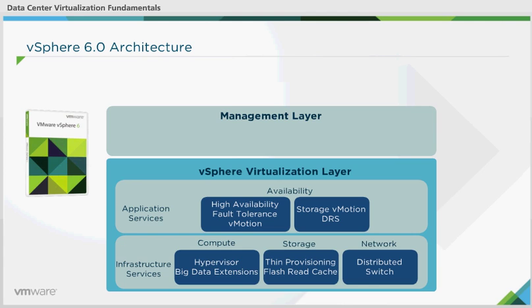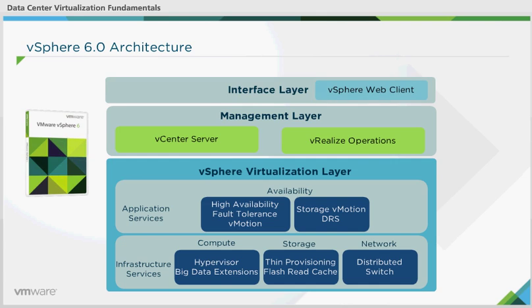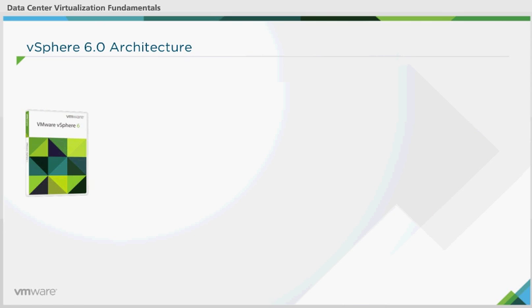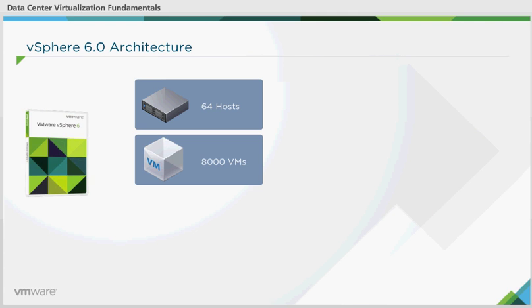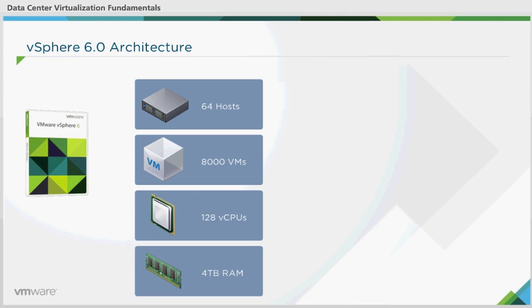The management layer of vSphere 6.0 consists of the vCenter Server and vRealize operations that centrally help with configuring, provisioning, and managing virtualized IT environments. The interface layer of vSphere 6.0 is comprised of clients that allow a user to access the vSphere data center, for example, vSphere Web Client. vSphere 6.0 clusters can now scale to support more than 64 hosts with 8,000 virtual machines. Each virtual machine can have up to 128 vCPUs and 4 terabytes of RAM. And due to this, vSphere 6.0 is capable of virtualizing even the most demanding applications.